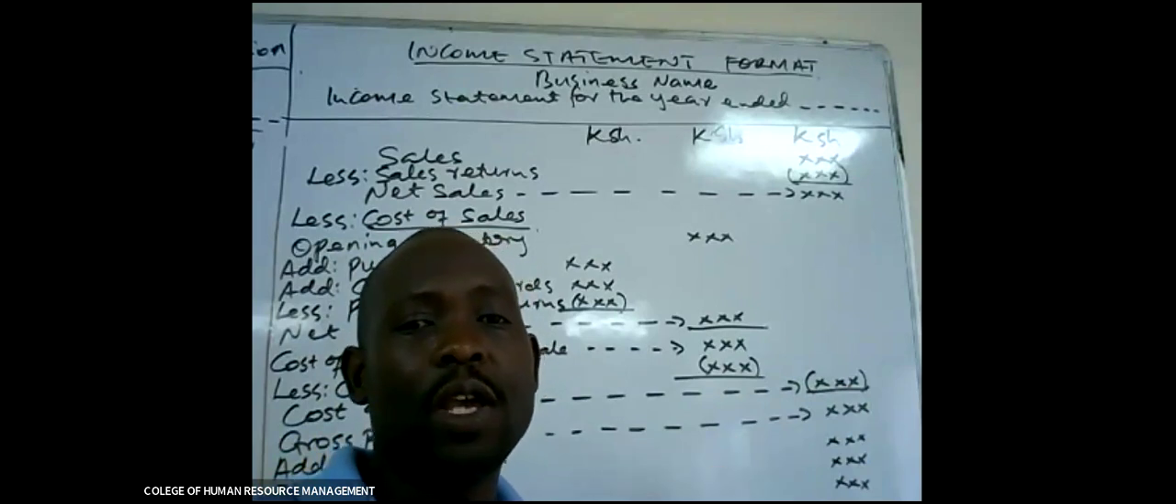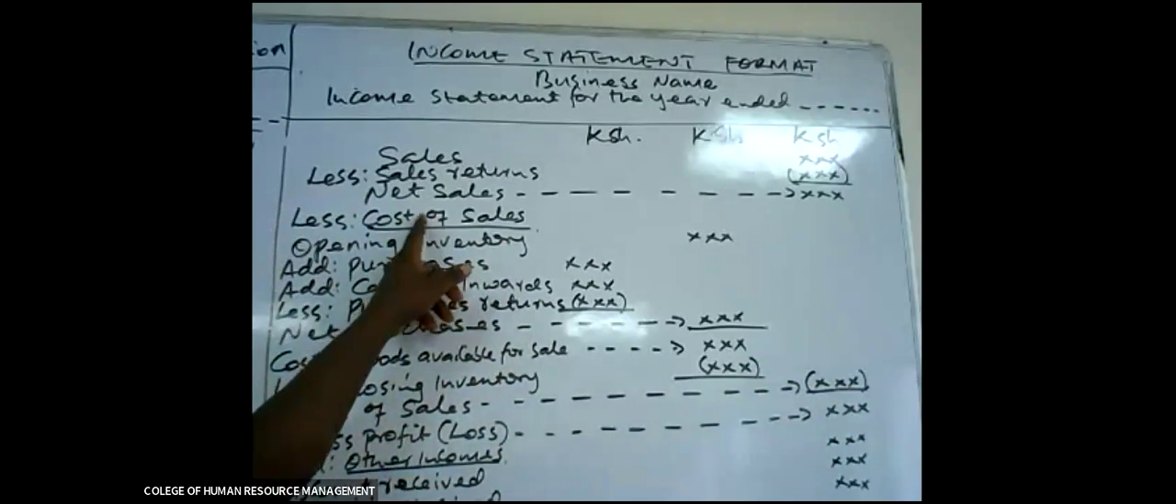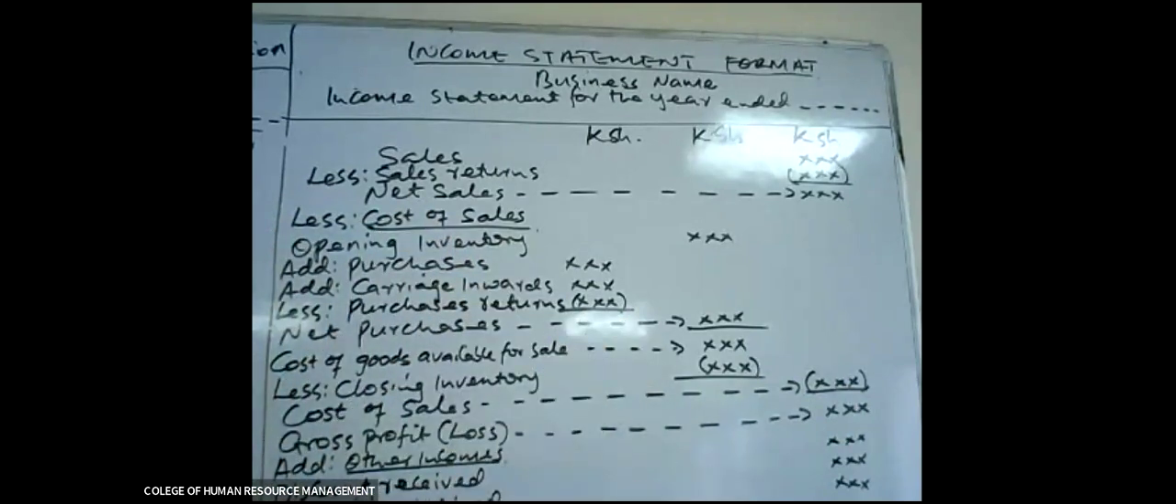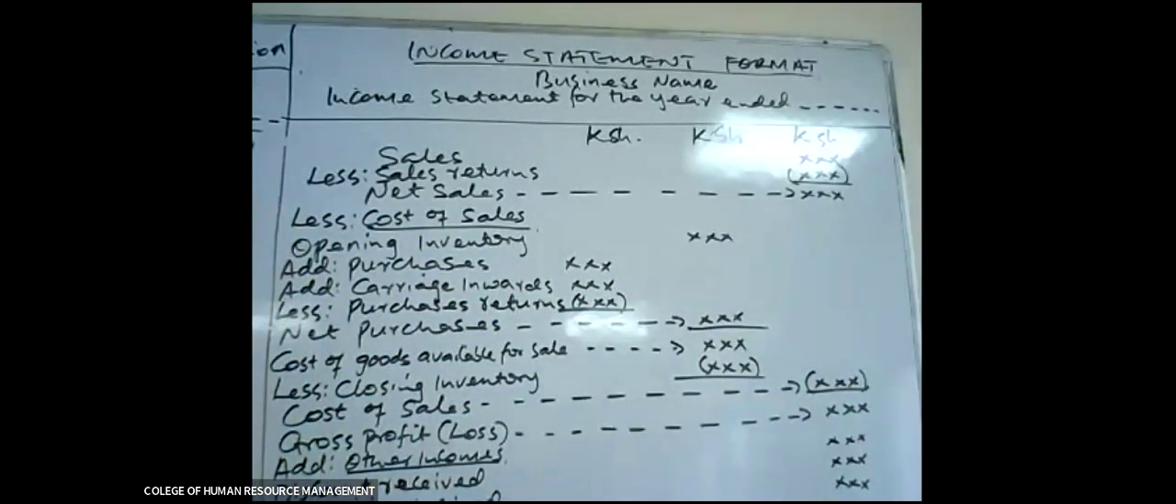How much did we acquire them at? That is what we call the cost of sales, the cost of the items that you have sold. So you come here, you capture the cost of the opening inventory when you are starting the year. What was the opening inventory at their buying cost?